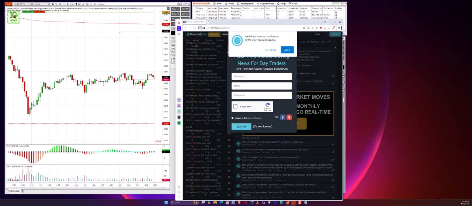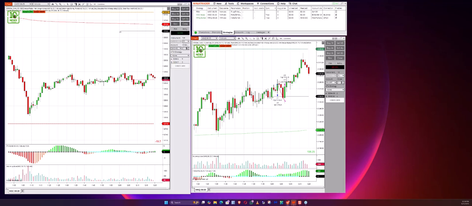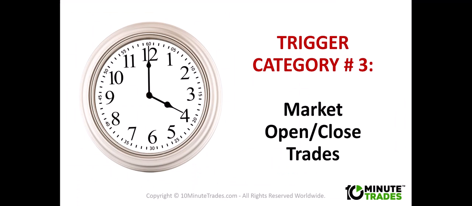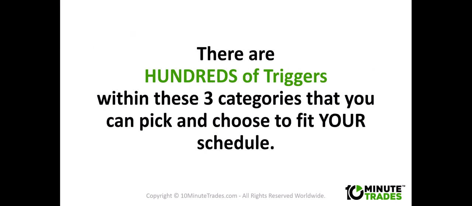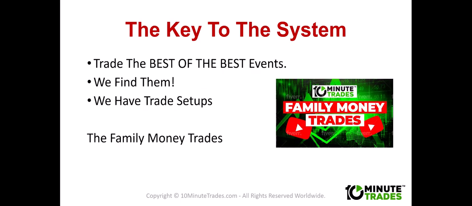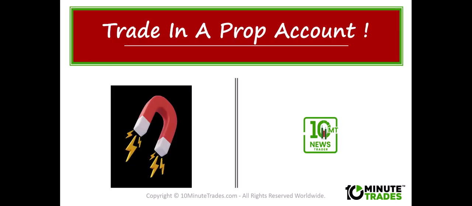So we were talking about trigger categories: market opens and closes, big company earnings reports, high impact economic reports. Those are the triggers. There's hundreds of those triggers that you could find on the calendars. The key to the triggers is finding the best ones to trade, and then you've got to come up with your setups. Don't forget, all of these trades, all of these events can be traded in a prop account, okay? You can trade cash, you can trade prop. You just have to find the right companies that allow for this style of trading.